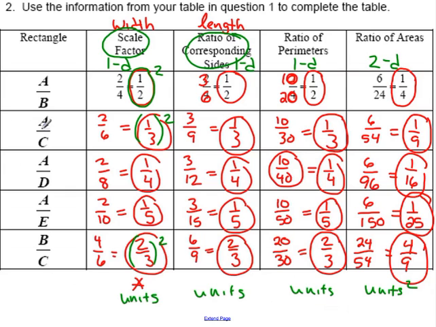But the key concept here is that if you have the scale factor, you can get anything. So here's the scale factor. It's the same as the ratio of corresponding sides. Scale factor is the same as the ratio of perimeters. These 3 are the same. And this guy, man, this guy's a little bit different. We have to square the scale factor to get the ratio of areas.